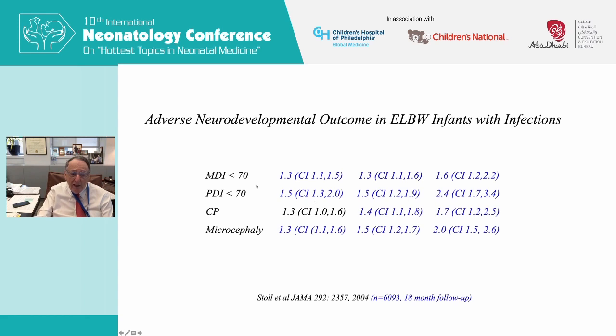And the four outcomes we're looking at are mental developmental index less than 70, psychomotor developmental index less than 70, cerebral palsy and microcephaly. And almost everything you see in the slide, in fact, I've colored it differently in blue, is significantly different for babies with infection.